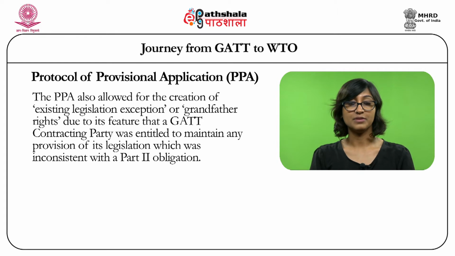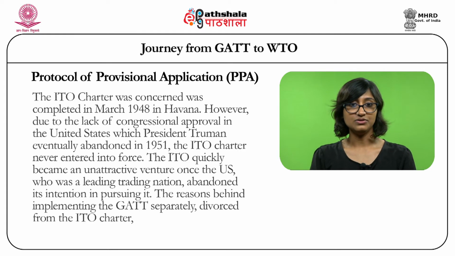At the time, it provided for the establishment of the ITO as well as certain rules and procedures for international trade. The aim was to create the ITO at a UN conference on trade and employment in Havana, in Cuba in 1947. The Havana conference began on 21st November 1947, less than a month after the GATT was signed. The ITO Charter was completed in March 1948 in Havana.